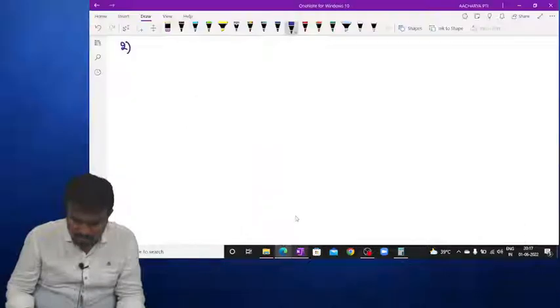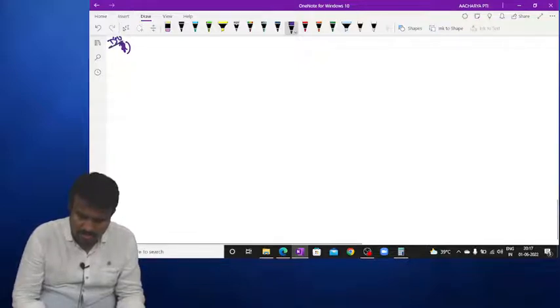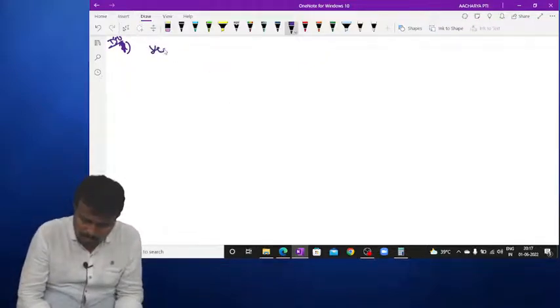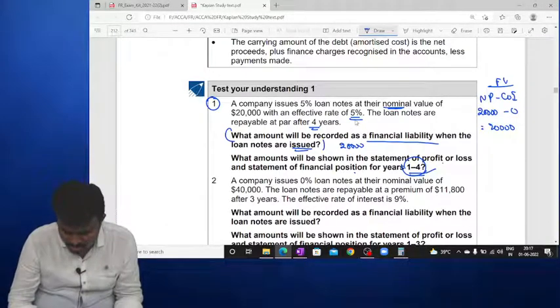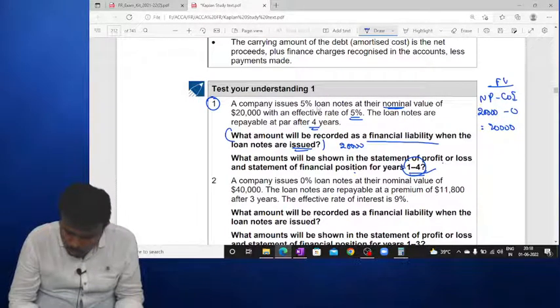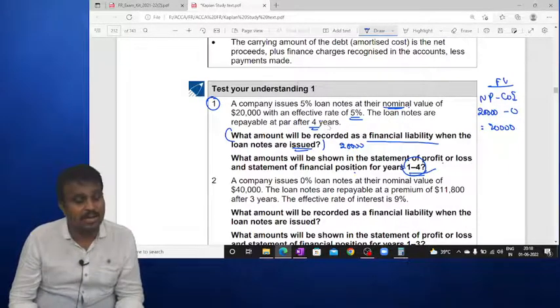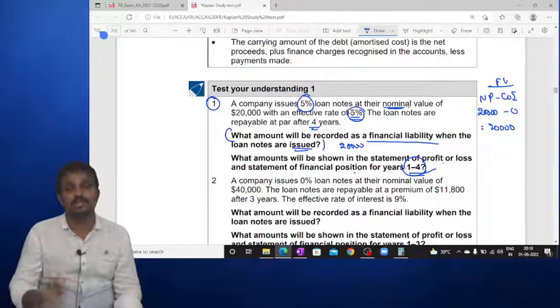So first one, test your understanding one. Here the amortization table: what is the effective rate of interest here? If you see here, loan notes are issued at par and redeemed at par. In that case, coupon rate and effective rate both are the same.